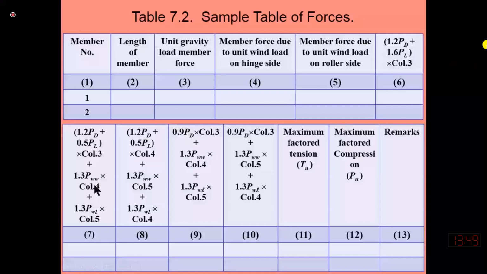What is column number 4? Member force due to unit wind load, plus 1.3 PWLL multiplied by column number 5, when the wind is blowing from the leeward side. Okay, here, while we are having both cases, I need to explain again.